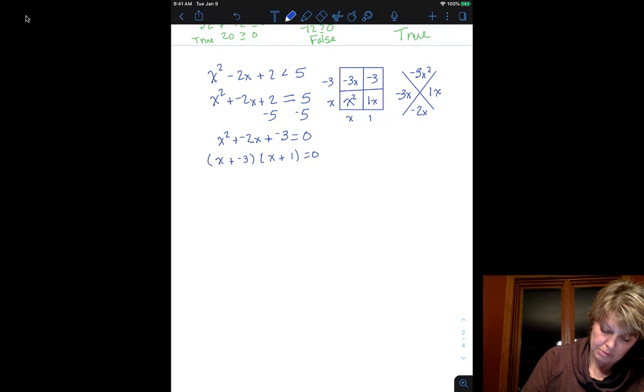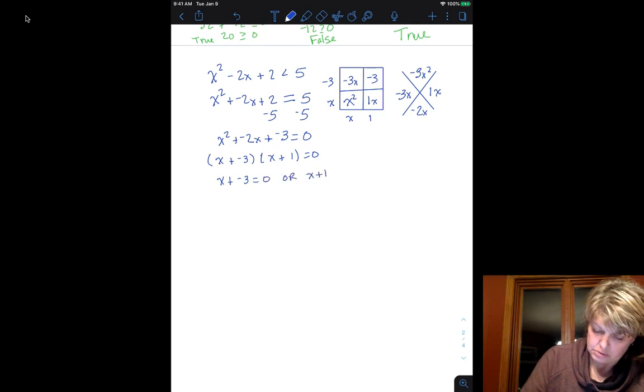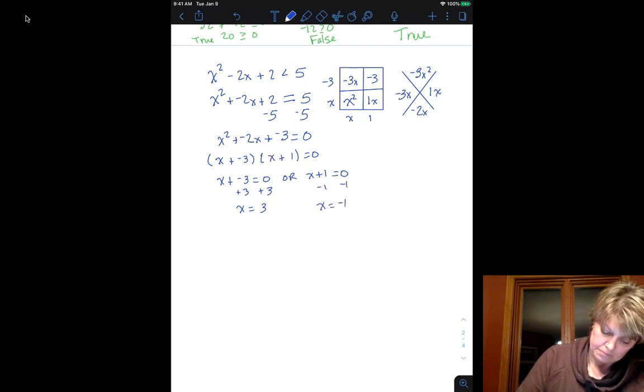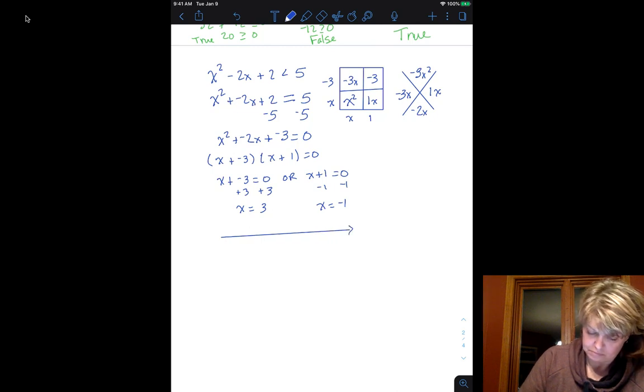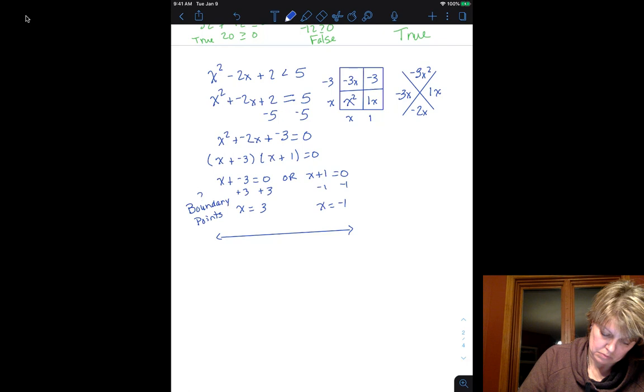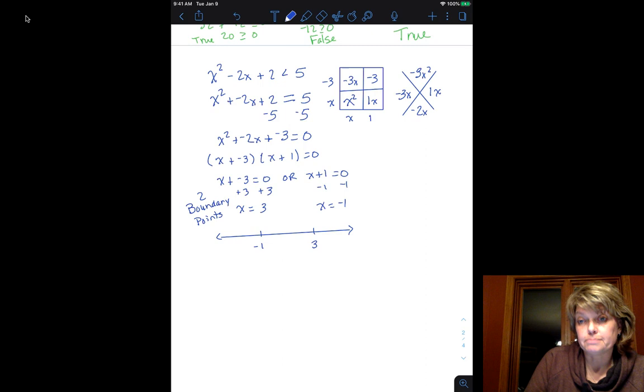And again, our zero product property, one of these has to equal 0. So x plus negative 3 equals 0, or x plus 1 equals 0. Solving each of those, this should look familiar. We've done it many times. So again, we have two boundary points. One is at -1, the other one is at +3.